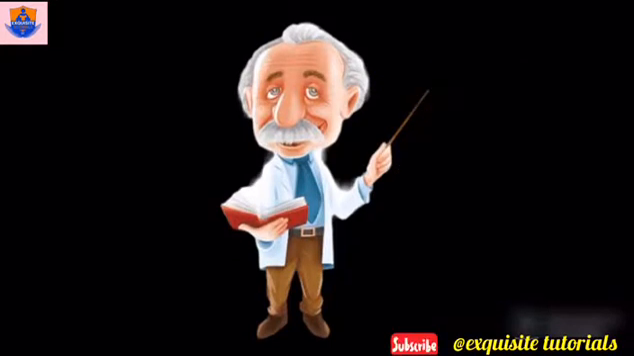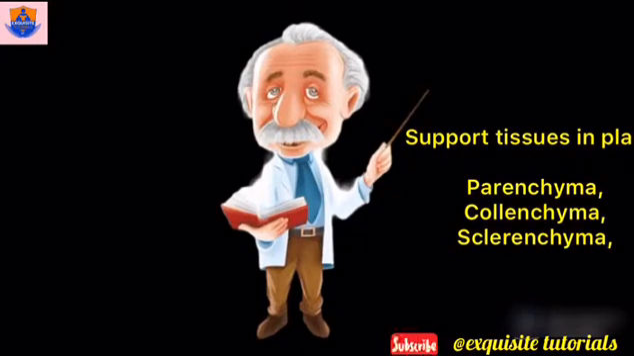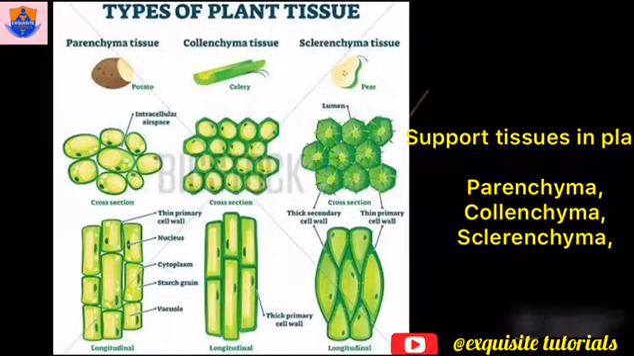Now, supporting tissues in plants. In primary biology, we have three main supporting tissues in plants: the parenchyma, the collenchyma, and of course the sclerenchyma. You might want to get your book and your pen for this. Very good. Now, parenchyma.